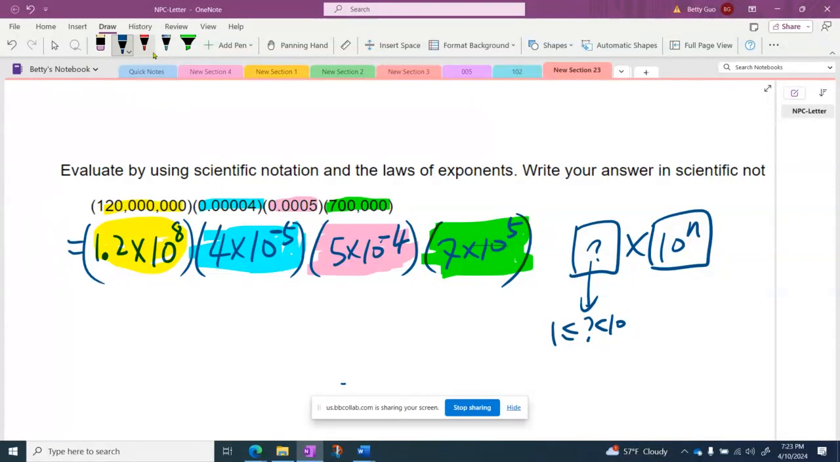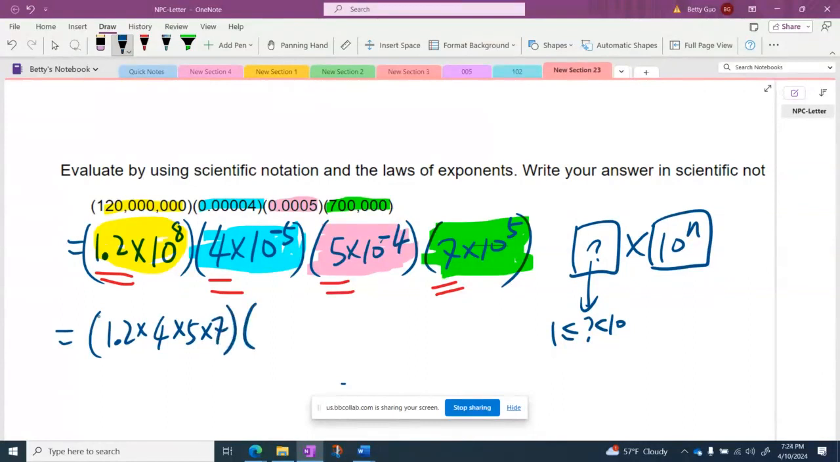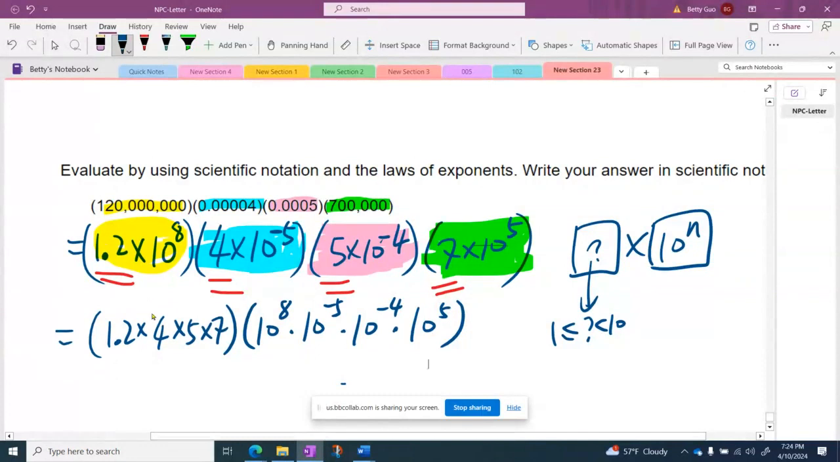And then what do we do? We are going to multiply this by this by this, and we're going to use the calculator, okay? Or let me write them together first. So now we're going to write 1.2 times 4 times 5 times 7, and then multiply by 10 to the power of 8 times 10 to the power of negative 5 times 10 to the power of negative 4 times 10 to the power of 5.